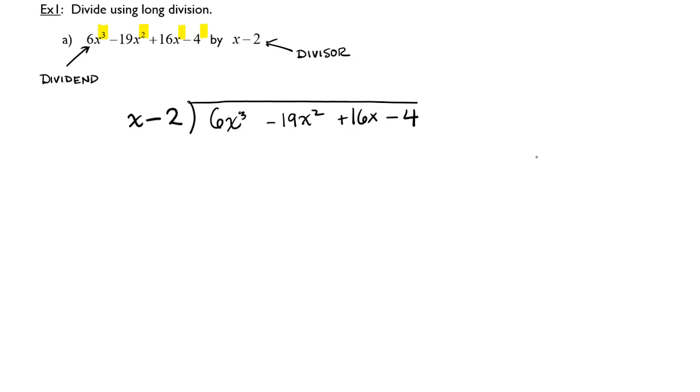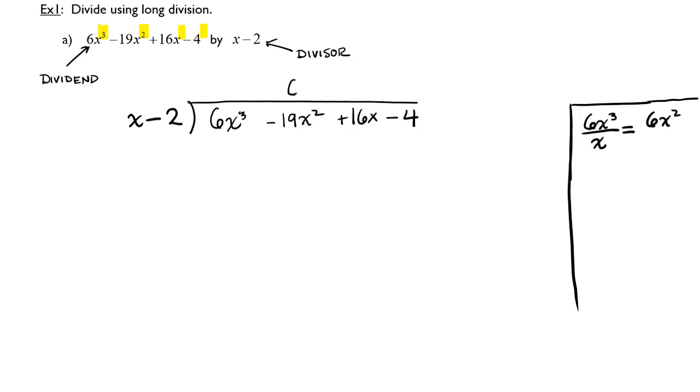And we are now going to do a little process off to the side. You have to keep this little process going or the whole thing gets really messy and confusing. Off to the side, we take the first term of the dividend, divide it by the first term of the divisor, and simplify it. 6x to the third divided by x will give you 6x squared. You put that in the column directly above the degree that it matches. So this will go above negative 19x squared.